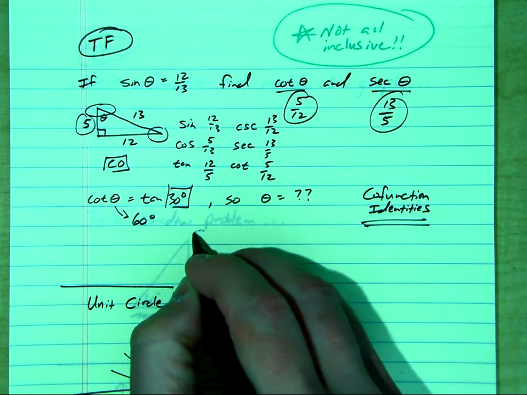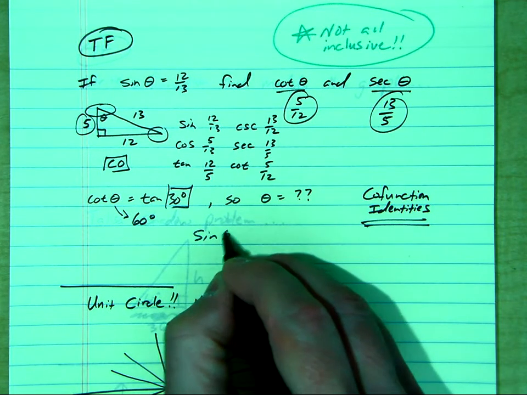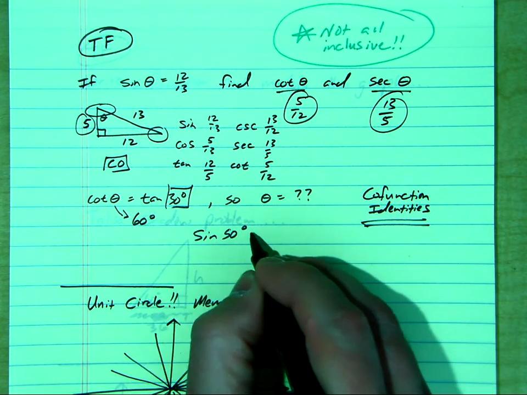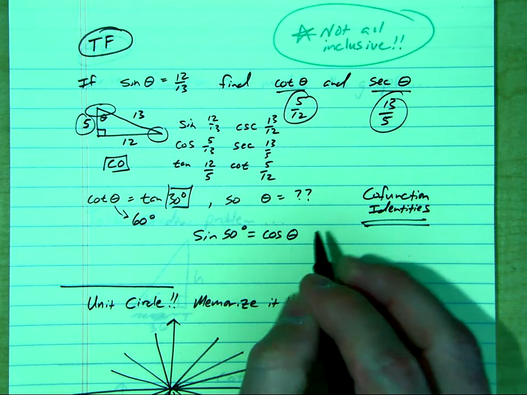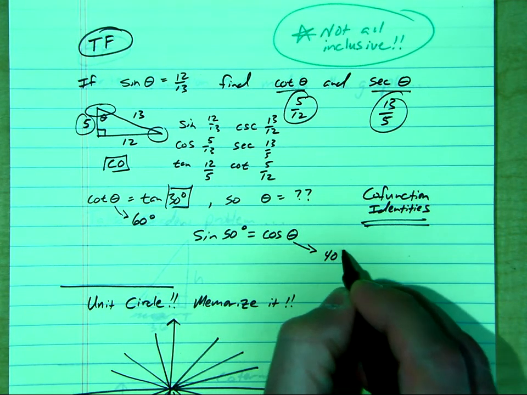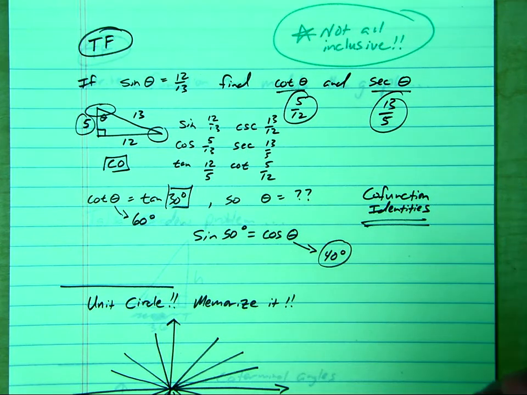So let's do another one. If I said the sine of 50 degrees equals the cosine of theta, what does theta have to be? Yeah, 40 degrees. It's just 90 minus 50. Okay? So that was a quick video, 3 minutes.